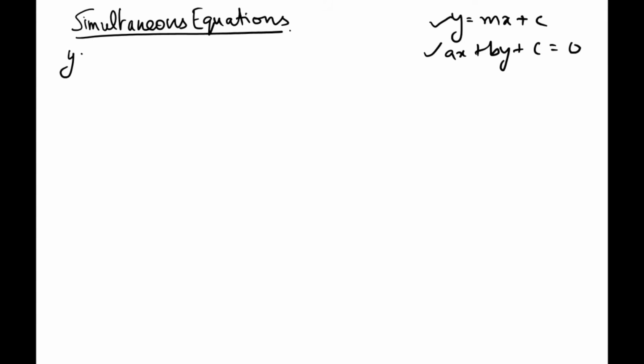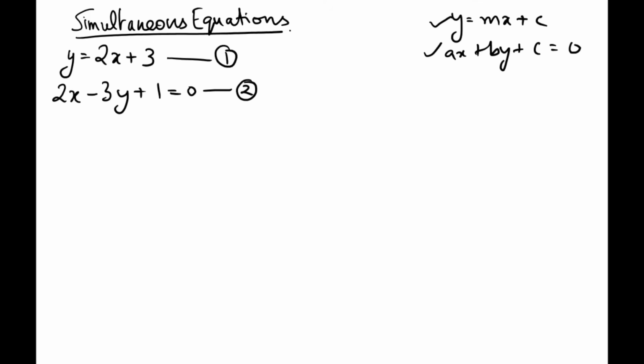So let's take an example, y equal to 2x plus 3. The first equation is in the form of mx plus c, and the second equation is in the form of ax plus by plus c is equal to 0. So this is the second equation. How to solve these two equations? The idea is the same. We have to take the expression of y from the first equation and substitute it in the place of y in the second equation, and that is all we need to do.